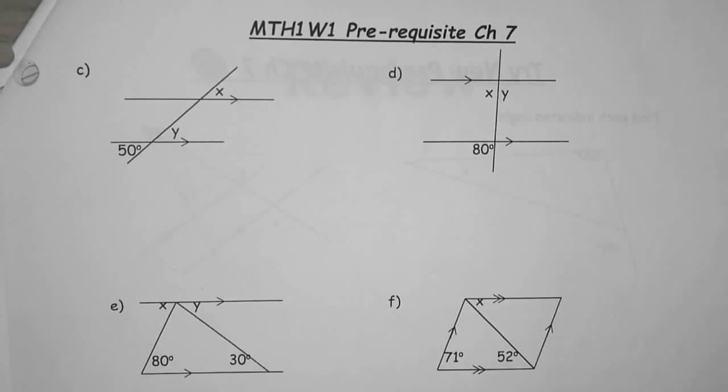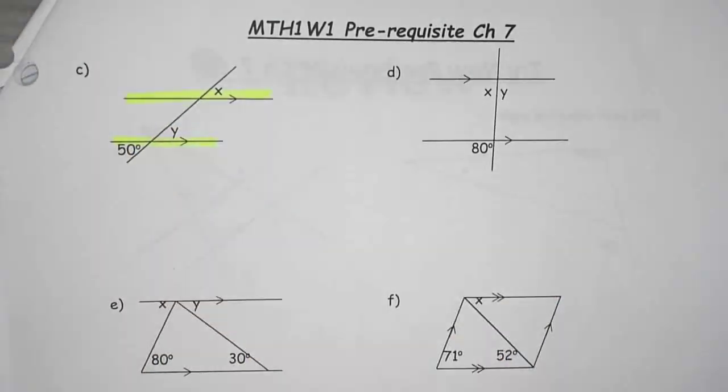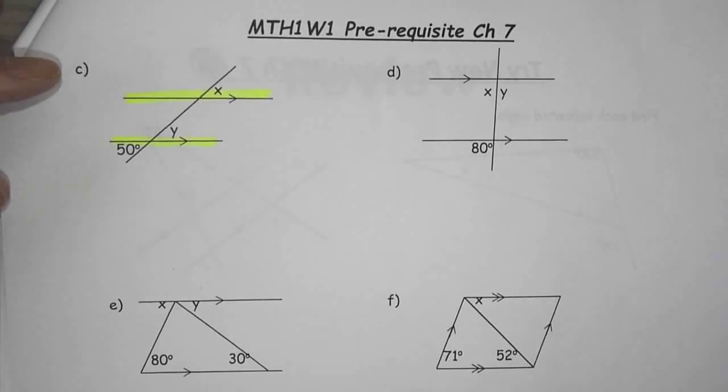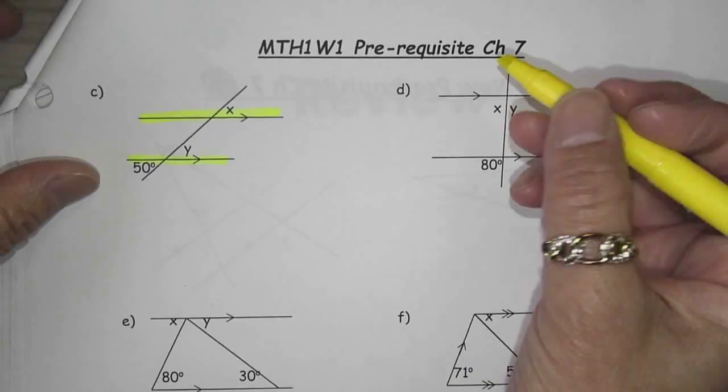Okay, we're continuing with our parallel lines. When you see these nice little parallel lines, this is the only time you're allowed to use the Z pattern, F pattern, or the C pattern. So the Z pattern, F, or the C pattern. This is the only time. Other than that, you're not allowed to use it.